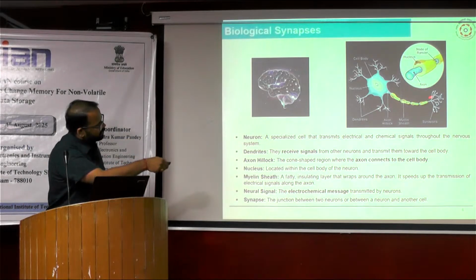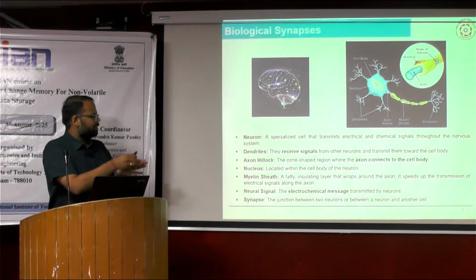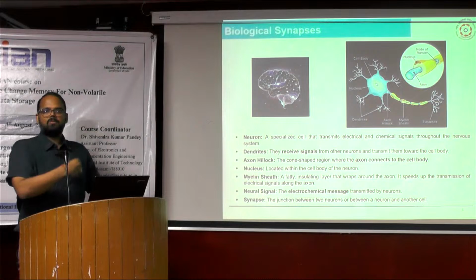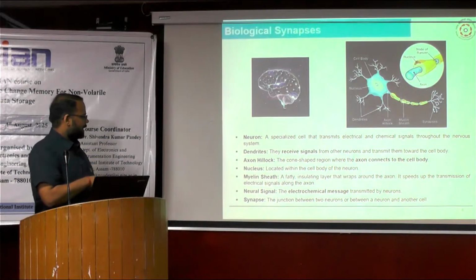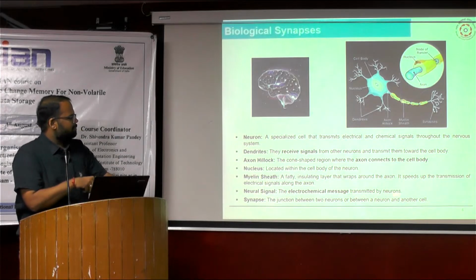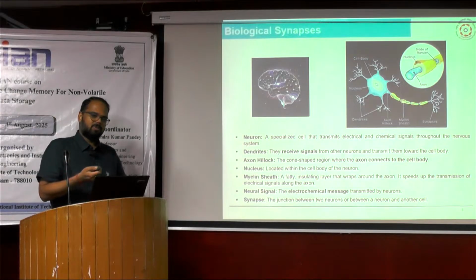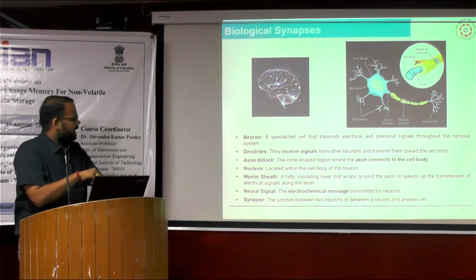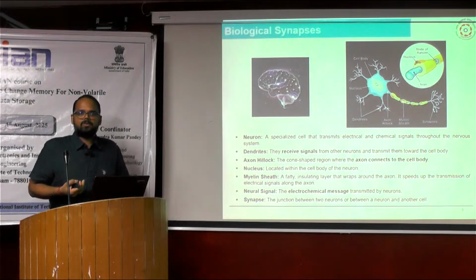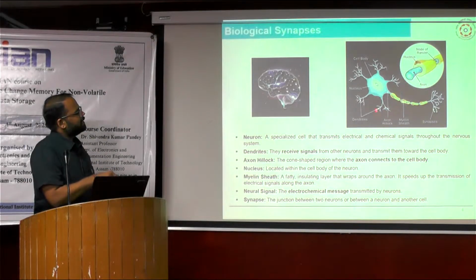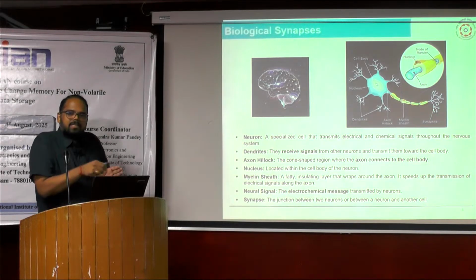So if you want to communicate this signal to another neuron, the sheath speeds up the signal transmission from one side to another. And then the neural signal, the electrochemical message transmitted by neurons, which transmits information. And similarly, the synapse, which is our important part. So what is the synapse? It is the connectivity here, as you can see, this is the dendrite part, connected with another neuron and transmitting the information.